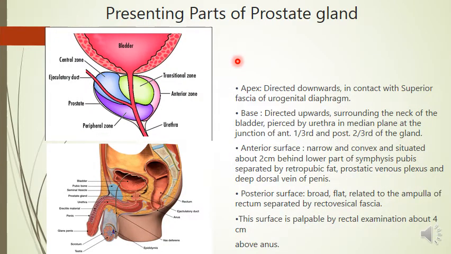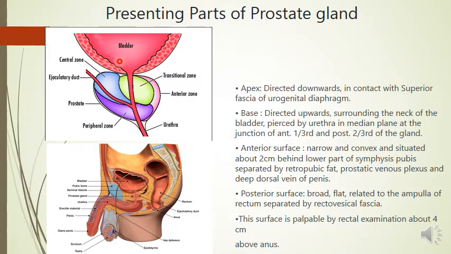Now coming to the presenting parts of the prostate gland, it has an apex and a base, an anterior surface and a posterior surface. The apex is directed downwards, in contact with the superior fascia of the urogenital diaphragm. So here, this is the urogenital diaphragm. The superior fascia of the urogenital diaphragm is related to the apex. Then the base is directed upwards, surrounding the neck of the bladder, and here, this is the base, and this surrounds the neck of the urinary bladder.